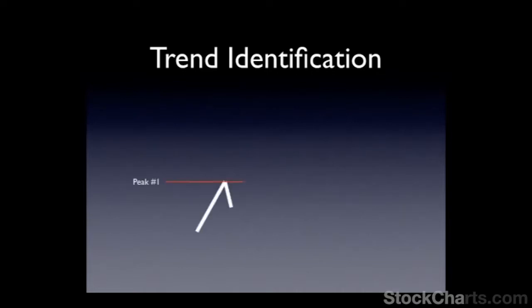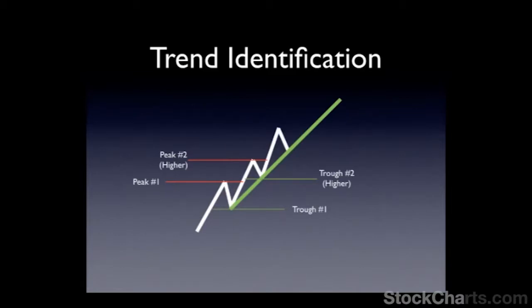Peak 1. Okay, then you get a little pullback. We break through that. That becomes trough 1. Any questions? I'm just kidding. There you go. Peak number 2. There we go. New high. Trough number 2. And we draw a trend line. Okay, so with higher peaks and higher troughs and a validated trend line, obviously it looks very bullish.